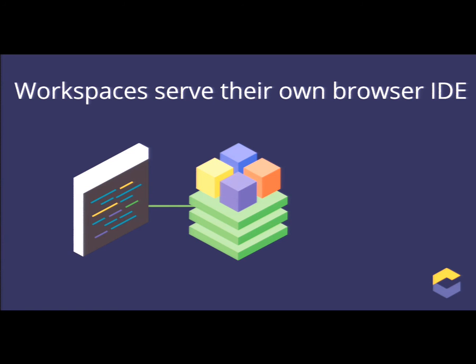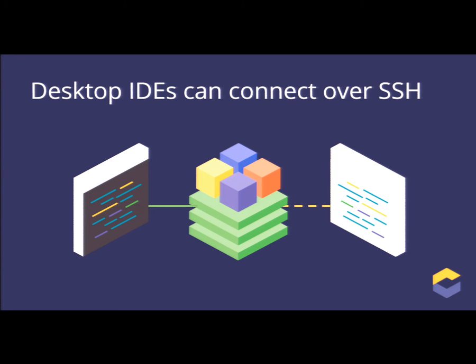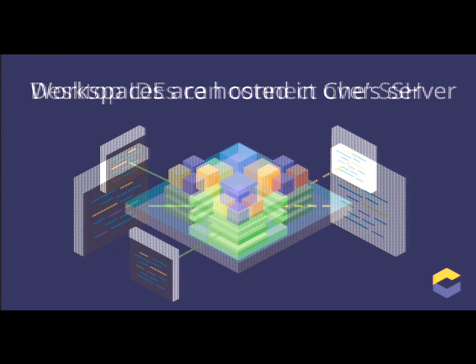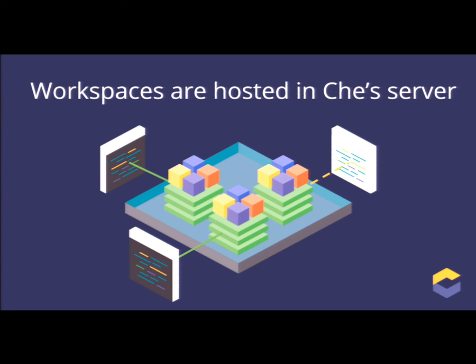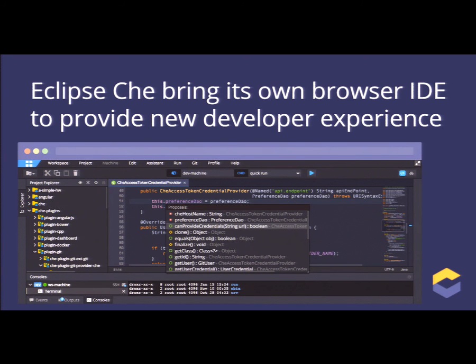The workspace will include their own IDE, but they can also connect to other IDEs over SSH. So the workspace will bring a browser IDE, but you can also connect a traditional IDE like Eclipse or IntelliJ or VS Code using SSH. And the workspaces are orchestrated and hosted with the Che servers. And this is how Che is looking. So this is the browser IDE and the client.